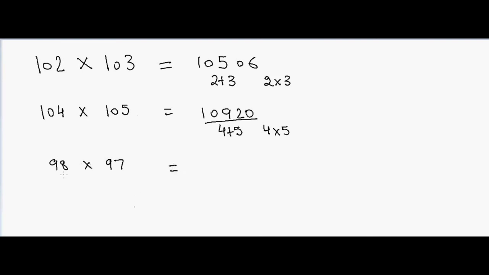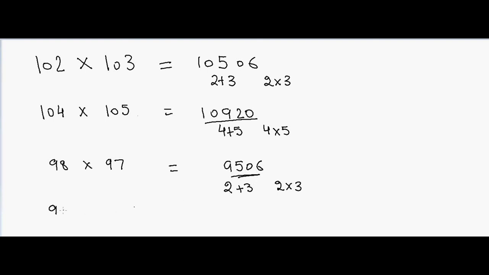If I have numbers less than 100, for example 98 multiplied by 97, in this case, because they are less than 100, I have to take 2 and 3, and 2 multiplied by 3. So 2 plus 3 is 5. Here, instead of adding 5 to 100, I'll subtract 5 from 100, so that will be equal to 95, and 2 into 3 is 6, so the answer will be 9506.